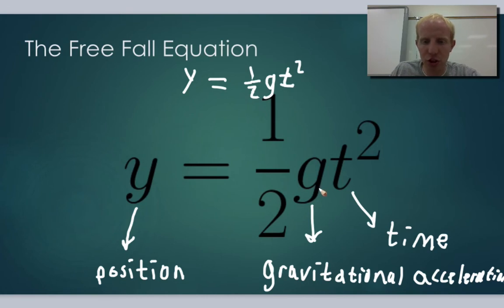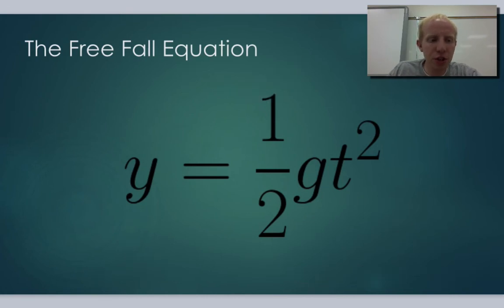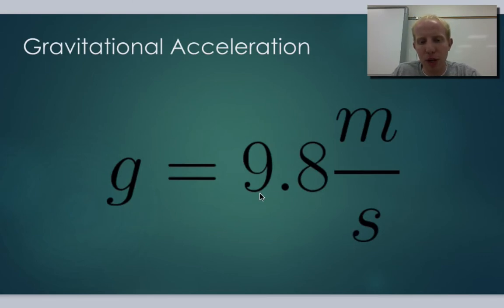So let's talk about this g right here. g is the gravitational acceleration, and it's equal to 9.8 meters per second squared. That's a typo on the slide. It's meters per second squared. Any object that is being pulled by gravity on the Earth is going to be accelerating at 9.8 meters per second squared. So every second it's moving 9.8 meters per second faster.